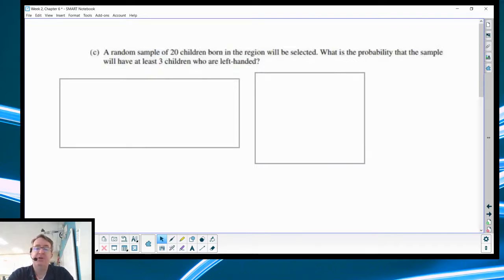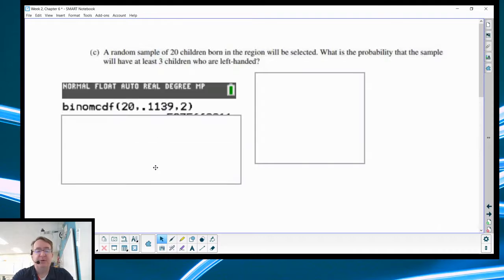A couple of things. Now we're starting to get into those binomial distributions. What you want to think about is, what's the probability that we have 3, 4, 5, 6, 7 all the way up to 20? Or another way of saying it is, what's the probability that you don't have 0, 1, or 2? And then we take the difference from that. A couple of things to think about.